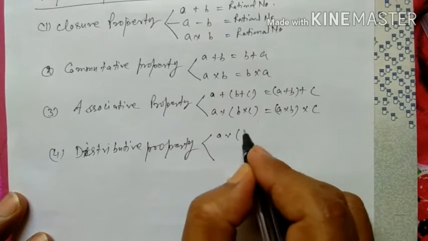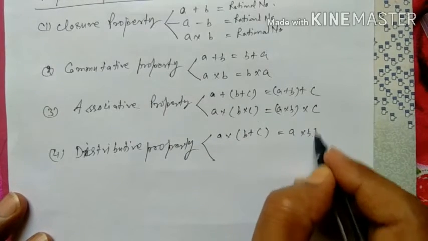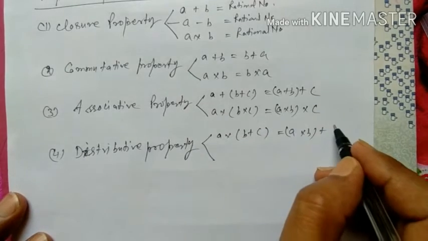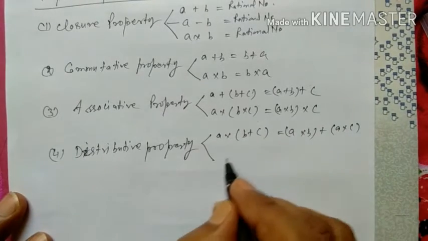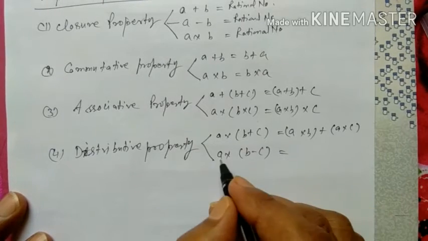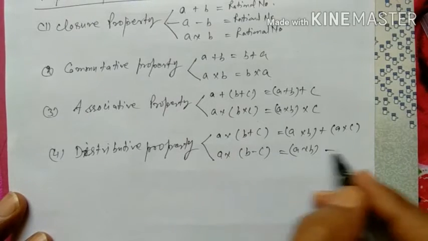A into b plus c equal to a into b plus a into c. And in the case of minus sign, a into b minus c equal to a into b minus a into c.